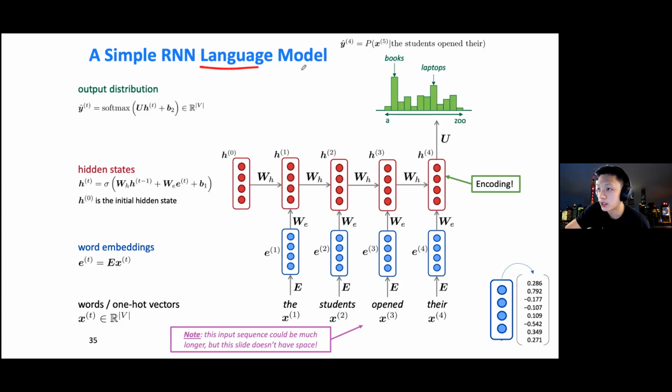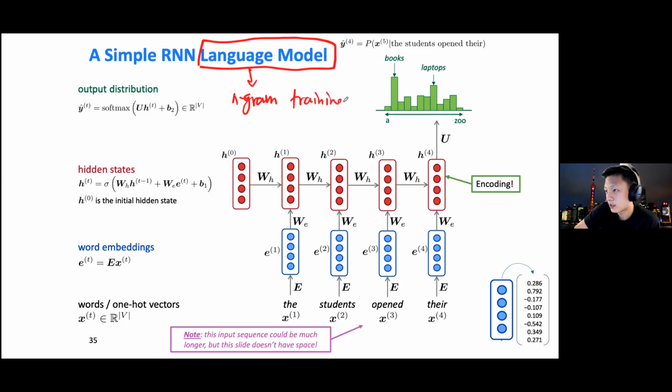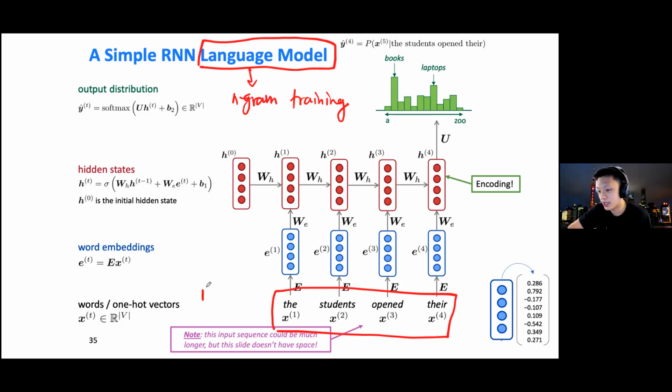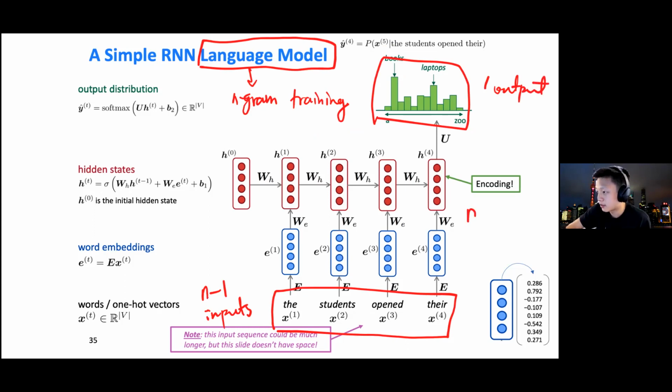A language model is something that models language, and the most popular way of modeling language right now is to use n-gram training. So what this means is, I'm not exactly sure if it's n or n minus 1, but let's just say you have n minus 1 inputs and you have 1 output. So in total, this training example consists of n words. So that's why it's called n-gram.